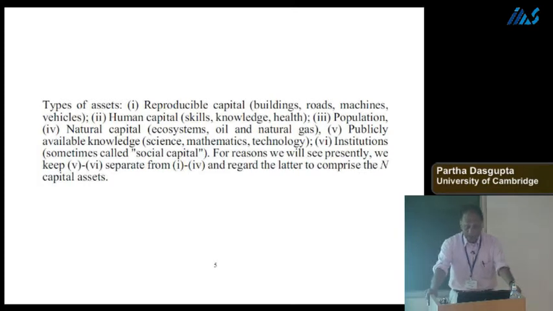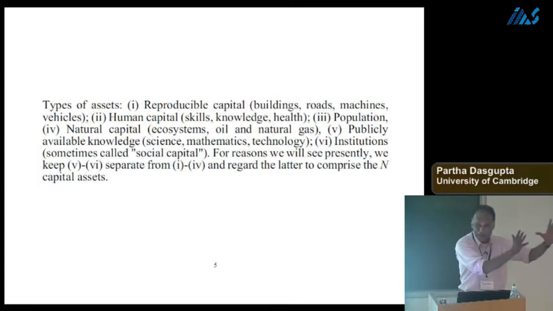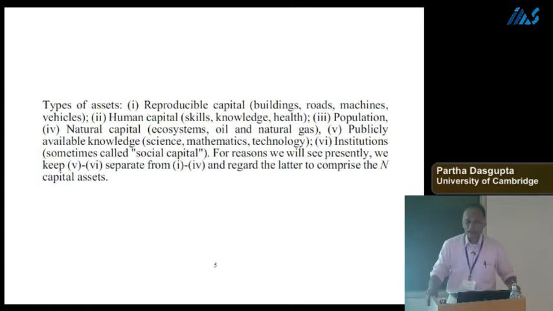I'm putting them all under the rubric of institutions. Sometimes we call it social capital. But for reasons that I will explain presently, I'm going to keep publicly available knowledge and institutions separate from the first four categories. One way of thinking about the reason in advance as to why we might think of institutions as being a different style of asset. There's no harm if people want to call them capital assets, nothing wrong with that. A name is a name. But what we do with it is up to a point a matter of convenience, so long as the convenience doesn't shatter our goals in a consistent way.